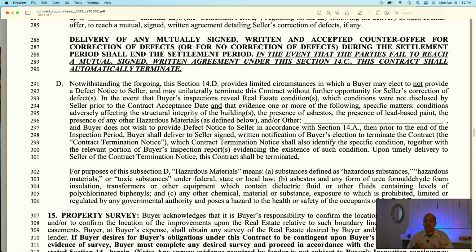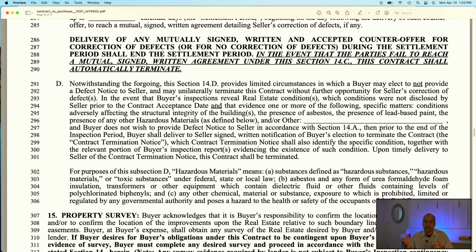So generally in this contract, the buyer cannot use the home inspection period to walk away from the property, even if there's something minor in there. The contract does allow the buyer to walk away without providing a repair request if there's something major in there. And they cover these major issues in here. So for example, structural integrity of the building, presence of asbestos, presence of lead paint.